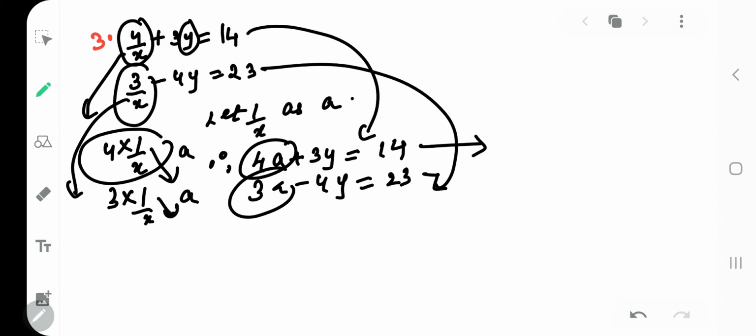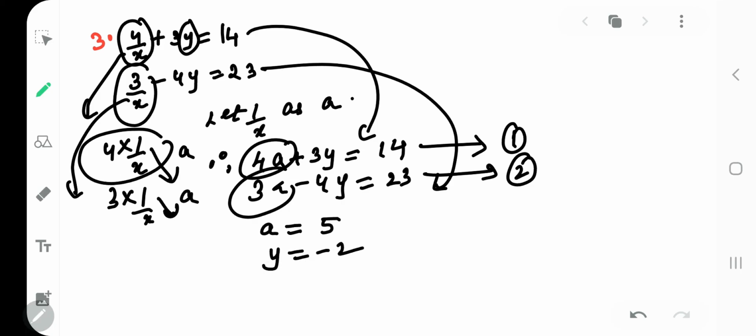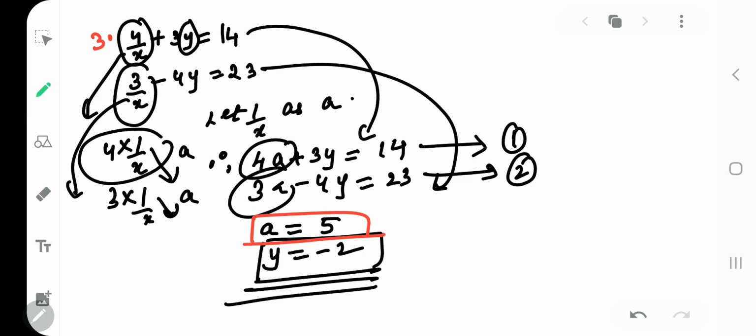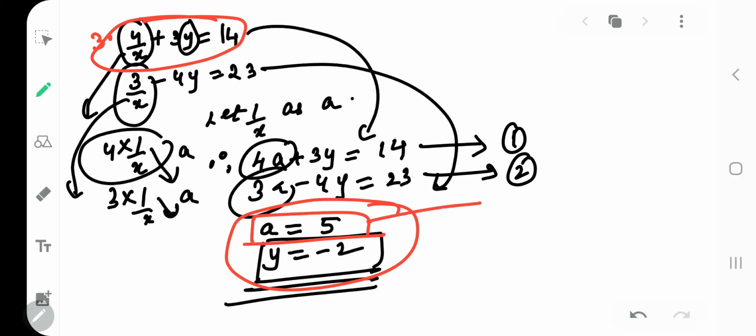Once you have these two equations, as I always say, you have to solve them simultaneously by any method you like. From there you will get the value of a as 5, and your y will be minus 2. Let y be y as your final answer, but for a, my dear kids, you have to consider that your question is in the form of x and y, so you are giving the answer in the form of x and y. So for a you have to consider the original value of a. A you have kept as 1 upon x.